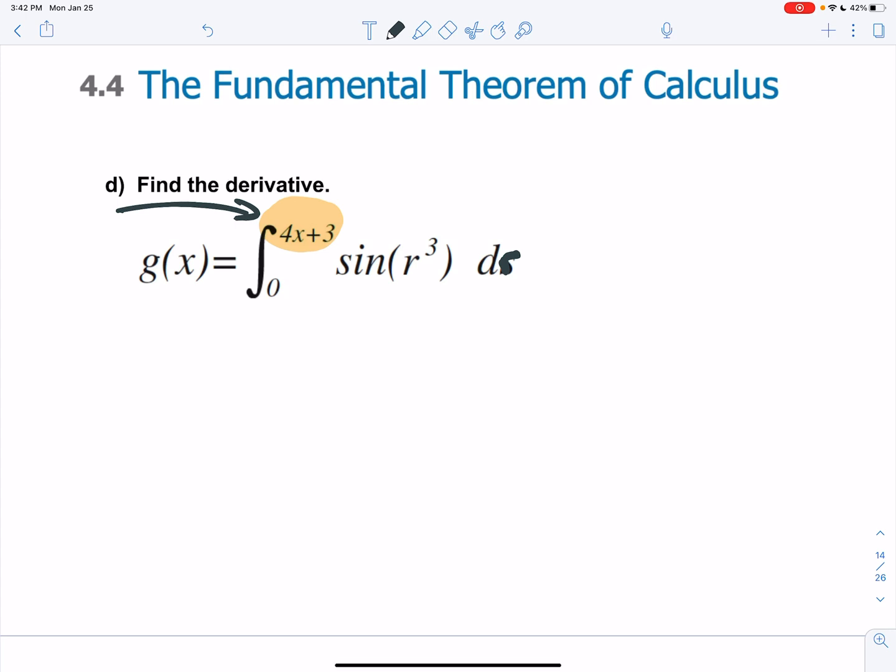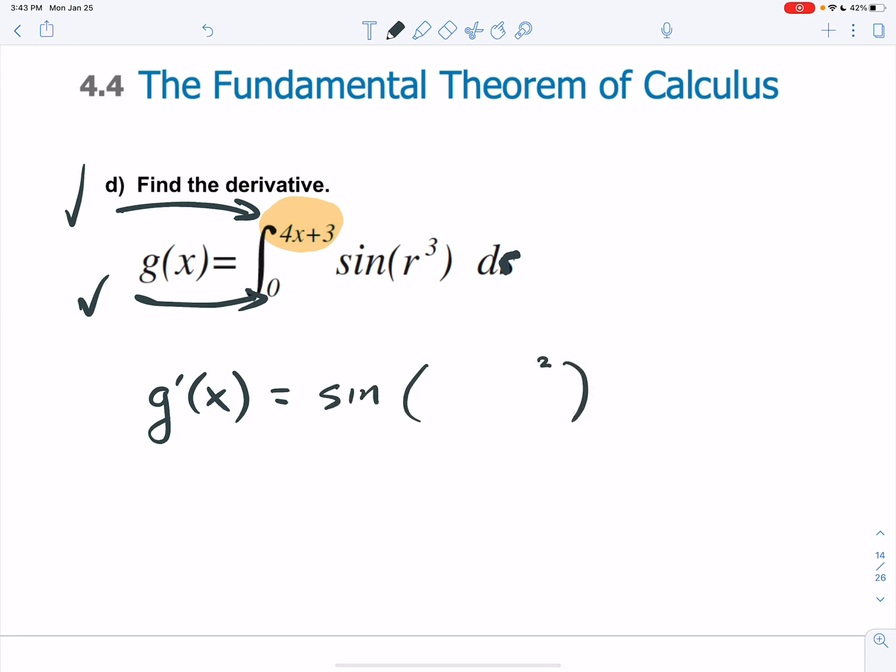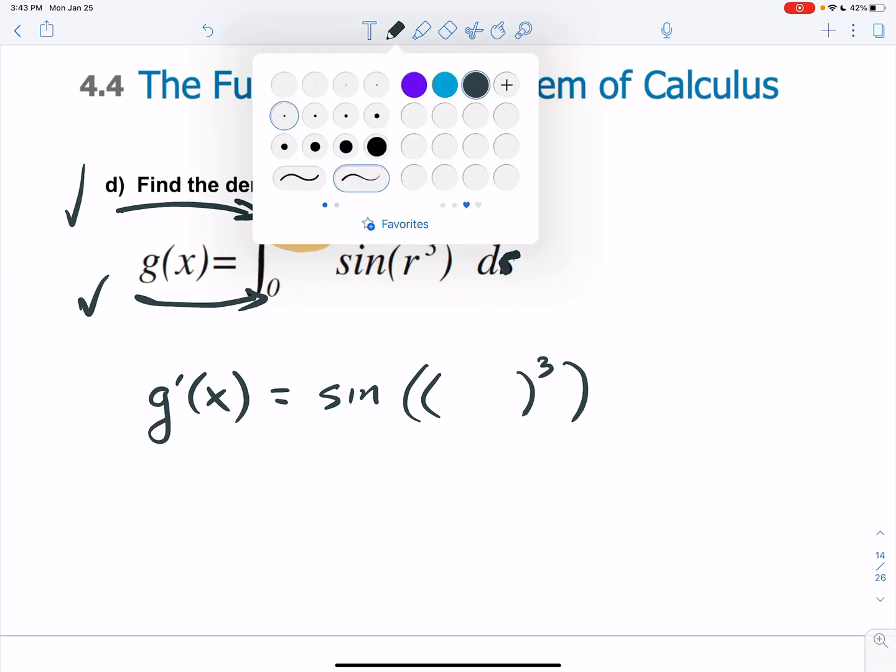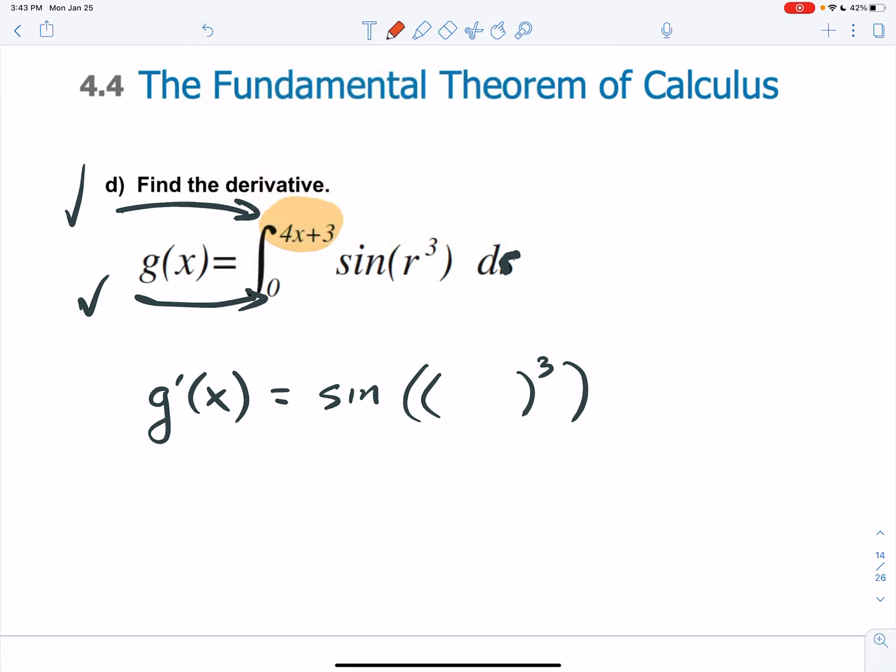Is your upper bound a function? Yes, it is. Is your lower bound a constant? Yes, it is. So we're actually going to apply the fundamental theorem of calculus. Here we go. G prime of x equals sine of something to the third power. So all we do here is take what we have in the upper bound and plug it in: 4x plus 3.